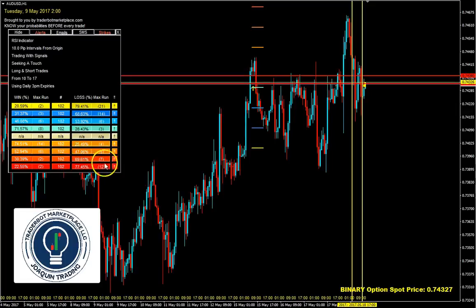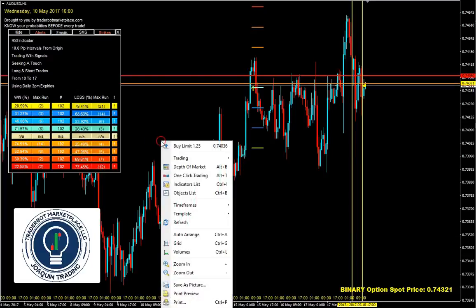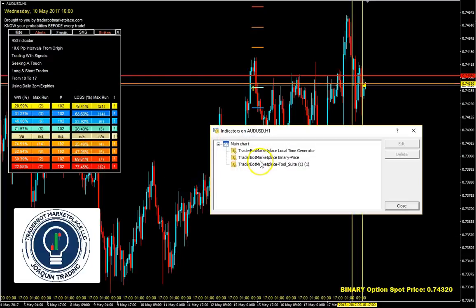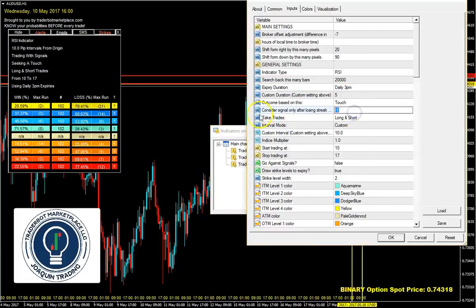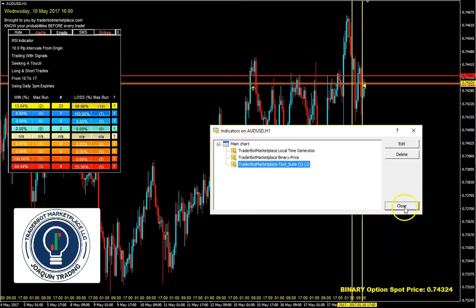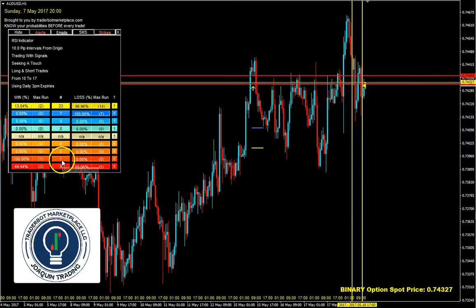Now, you've got a period of 7 here where it has gone all the way to 7 losses in a row without touching. But we want to find out how often that happens. So let's go in here. Let's type in right here on consider signal only after a losing streak. Let's type in 7 because we want to find out how many times this has actually gone all the way to 7. And it's done it only one time over the past 102 trades.